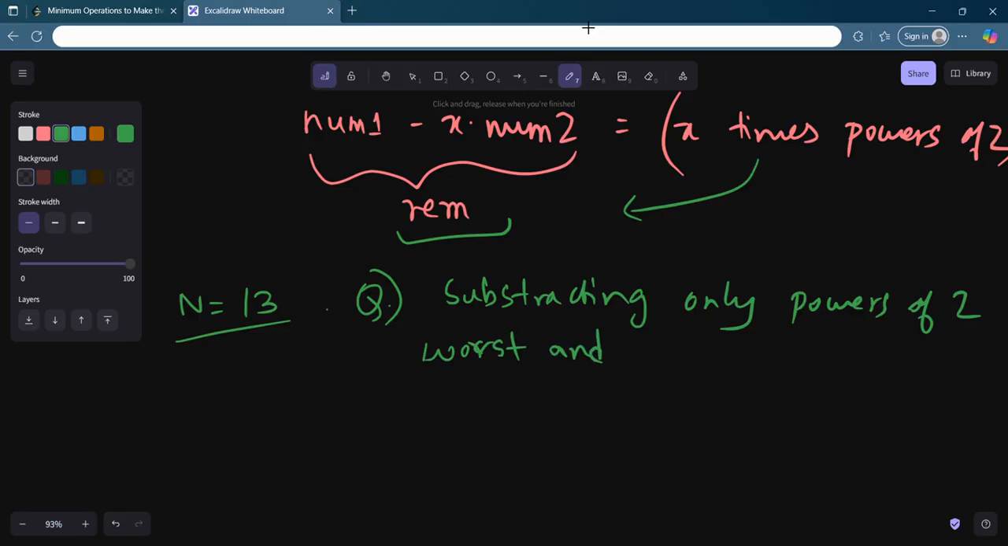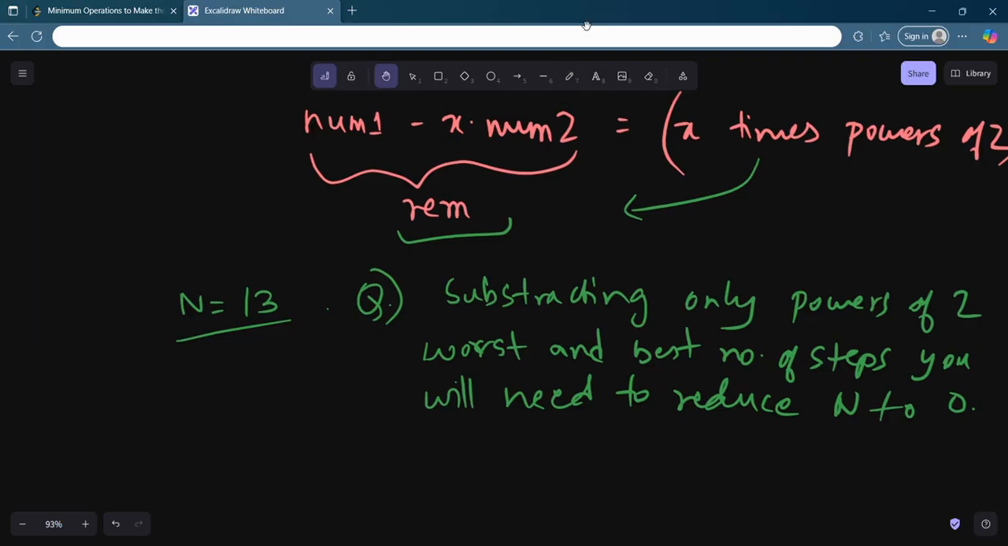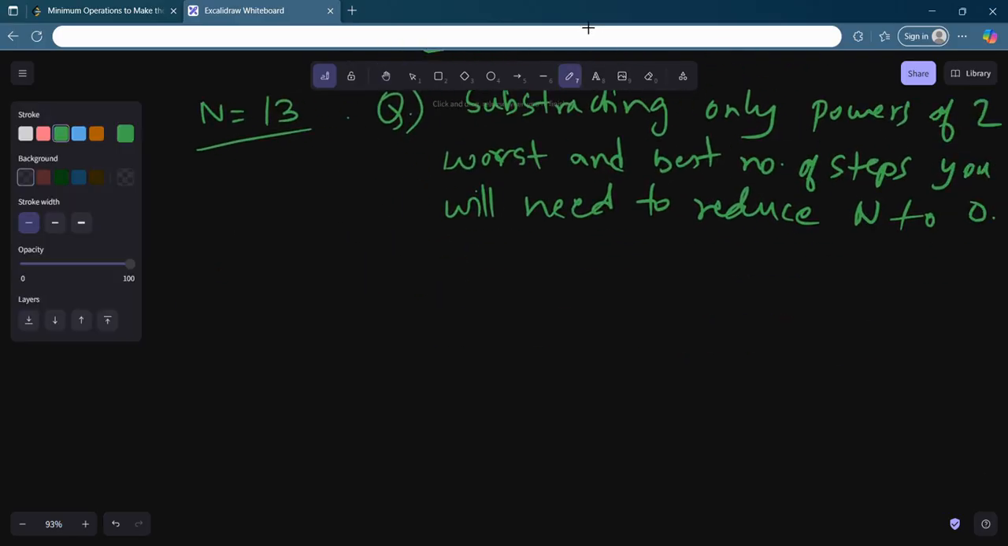Worst and best number of steps you will need to reduce 13 to 0. I will write a generalized case, n to 0. If you see this problem at first, what can strike your mind? Let me represent 13 as its binary representation. It is nothing but 1 1 0 1. This is the binary representation of 13, right? Am I right? Yes, I am.